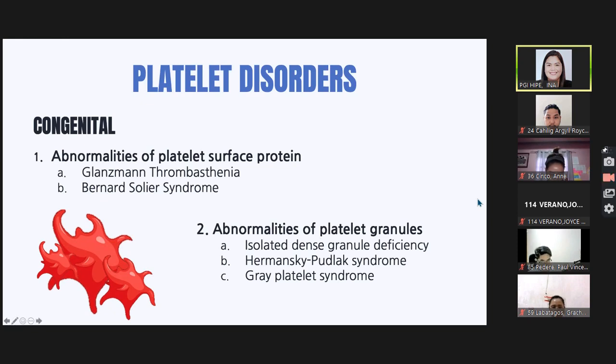Next is your abnormalities of platelet granules. So these are just examples: your isolated dense granule deficiency, the Hermansky-Pudlak syndrome, and the Gray platelet syndrome. Actually, these diseases are mild. And in these patients, you may give desmopressin acetate.